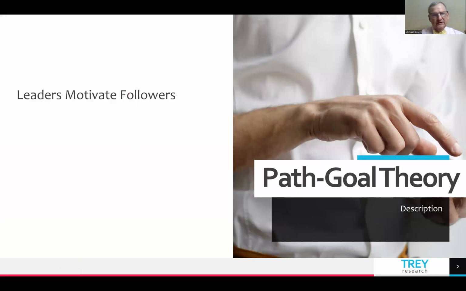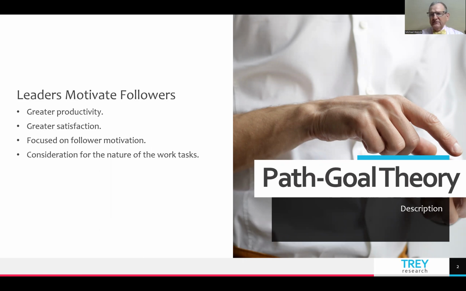Path goal theory is different than other leadership theories that we've studied because the leaders are focused more on the followers. You're motivating the followers, which creates greater productivity, greater satisfaction with the followers, and it focuses on the followers' motivation.